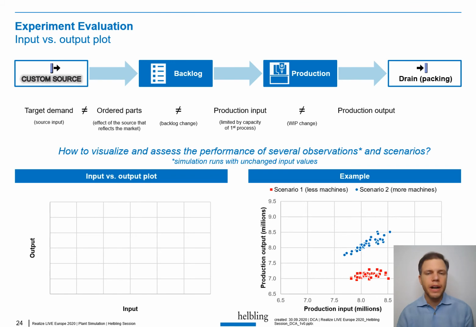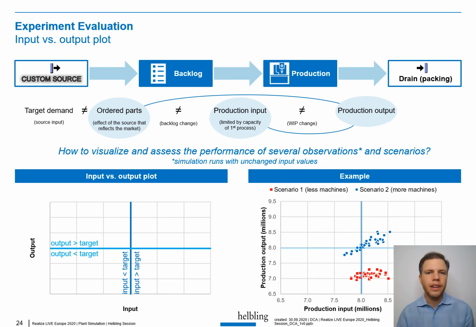To create transparency on this issue, we came up with this input versus output plot. Every point represents the result of an observation, and as in this example, you can use it to plot production input versus production output, or depending on what you want to see, you can also plot ordered parts versus production output. So how to read this plot?